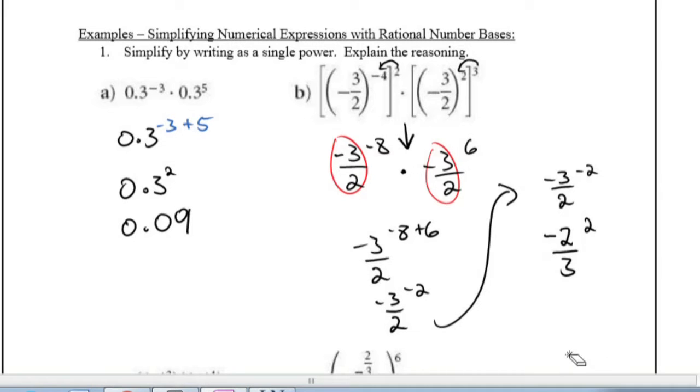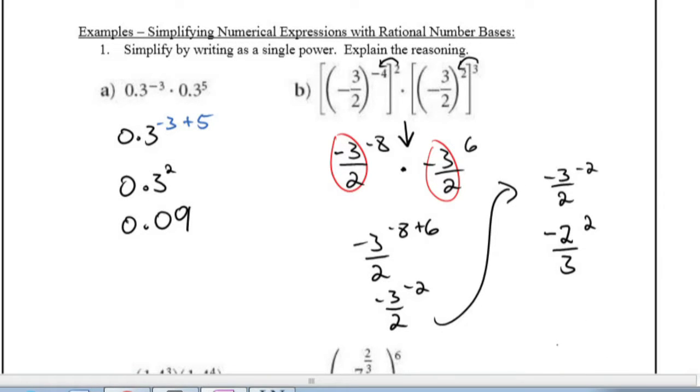Some people will say, well, Mr. Borden, the 3 was negative, not the 2. Well, it doesn't really matter if the negative sign's on the top, the bottom, or out front. I just always write my negative on the top. This is just a habit that I've gotten into over the years. You can leave it with the 3 if you want. It won't much matter.